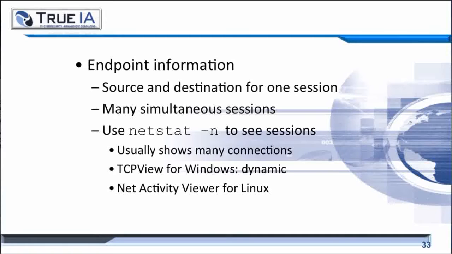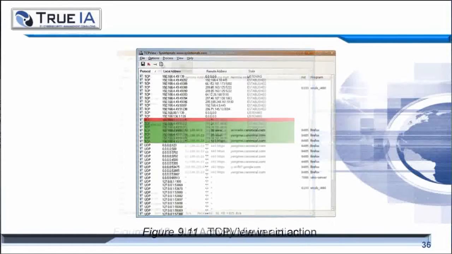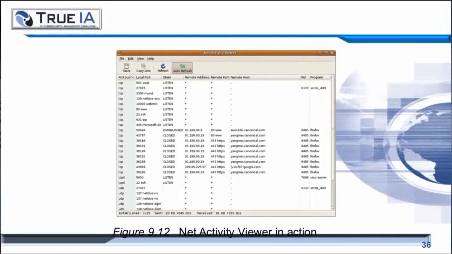You can view your endpoint information by simply opening up your command line and typing in netstat -n. That will show all active sessions on that computer. So here you see I'm using a program called TCP View. This does the same as netstat. It will show you all open sessions on a computer. This is a program called Net Activity Viewer. This is part of the Linux operating system.